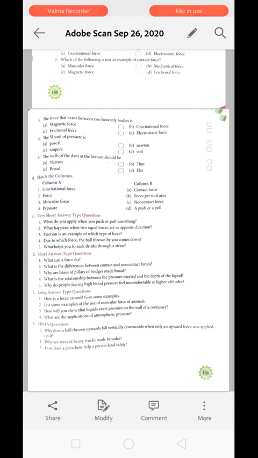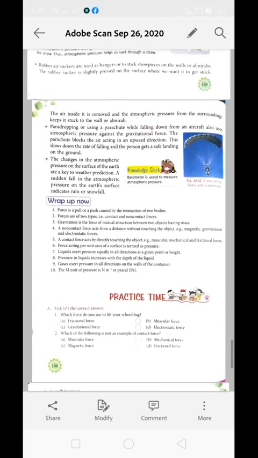How does a parachute help a person to land safely? Given over here, using a parachute while falling down from the aircraft also uses atmospheric pressure against the gravitational force. The parachute blocks the air acting in the upward direction. This slows down the rate of falling, and the person gets a safe landing on the ground.